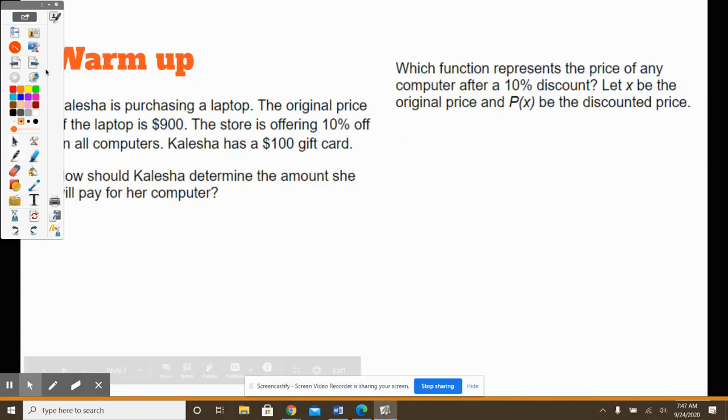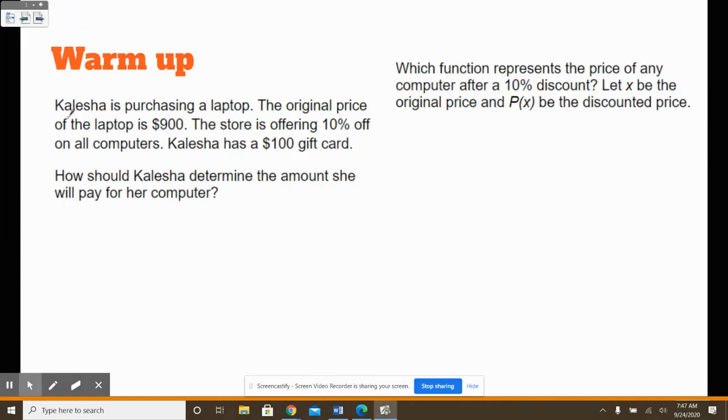Okay, here's a little warm up. Kalisha is purchasing a laptop. The original price of the laptop is $900. So what do we have here? We have 10% off on all computers and a $100 gift card. How should she determine the amount she'll pay for her computer? Okay, so how can we figure that out?